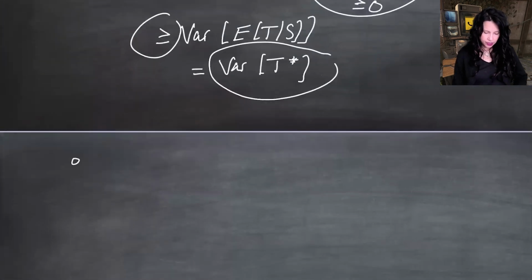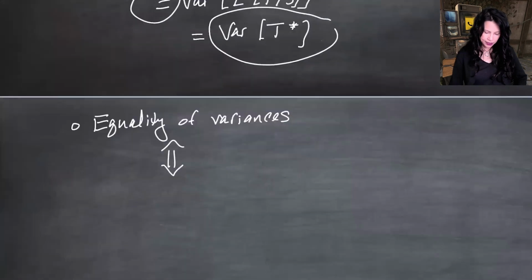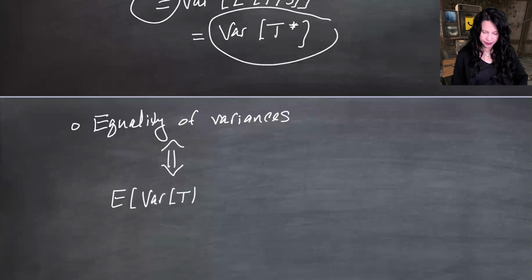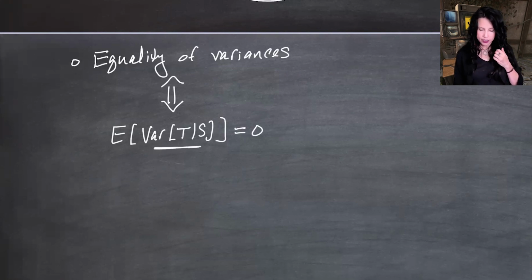Okay, so we get equality of the variances if and only if the thing I dropped was actually 0. So if and only if the expected value of the variance of T given S is equal to 0. Expectation is, you're averaging things, and the variance is always non-negative. So you can't average non-negative things and get 0 unless the things you're averaging are 0.